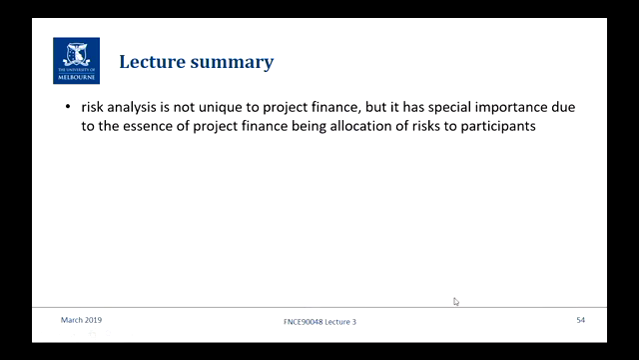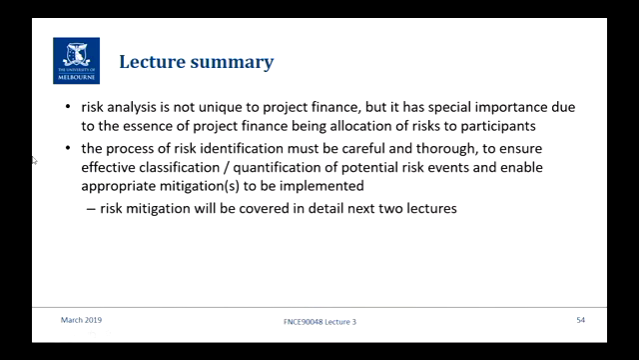So in summary today, where I've finished is I haven't yet looked at the specific risk in operations. That's where I'm picking it up next week, and then we're talking about mitigation categories. The starting point is that risk analysis is important, but it's not a unique exercise to project finance. We just argue that it has special importance because of the nature of the project finance transaction being the risk allocation process, very formal. So it goes without saying the process of risk identification must be careful and thorough.